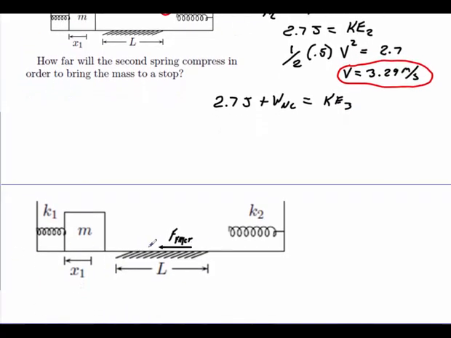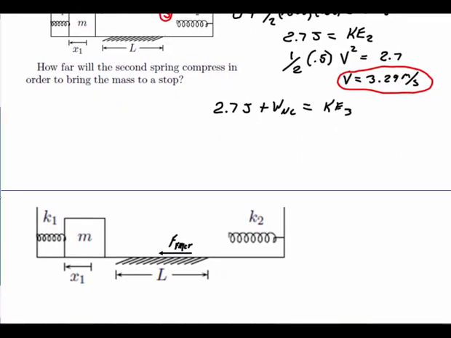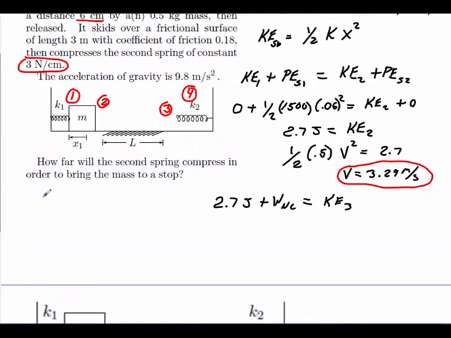Now friction is going to be doing negative work as it slides along here, so let's find out what the frictional force is going to be. We know that friction is going to equal the normal force times mu. Now the normal force is just going to be 0.5 times 9.8. That's our normal force. Now our coefficient of friction is 0.18, so we'll go ahead and do that. And that is going to give us a value of 0.882 newtons.